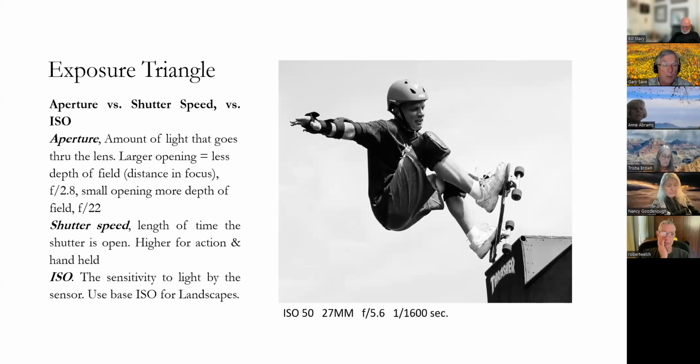Base ISO for landscapes. This one here, I used the base on that particular camera. 27 was a wide angle. That gave me a lot of depth of field so I could get really close to my son while he was doing these with his skateboard. Of course, it took 1/1600th of a second to stop the action just as he went up to the top and did his grinder.